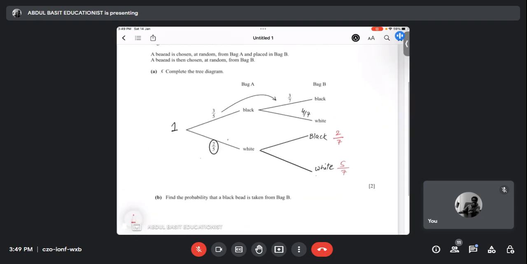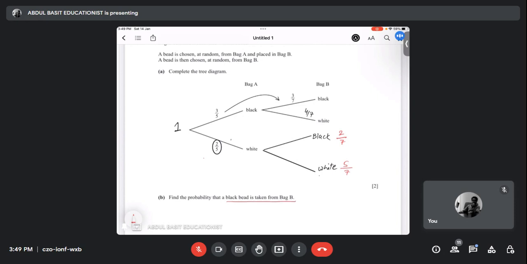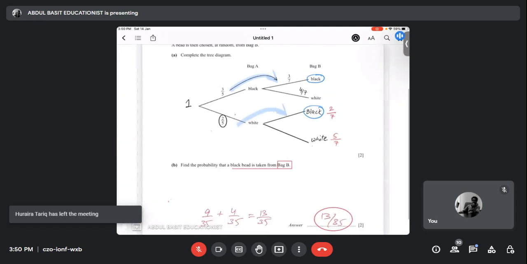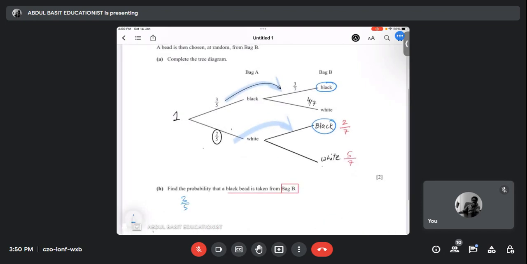Okay. Find the probability that the black bead is taken from the bag B. This means the examiner is not concerned with bag A. So you have to pick a black bead only. So that is black and that is black. It is only possible when you picked black-black, agree? And when you picked white-black, agree? So you have to multiply these two stems. It's 3/5 times 3 out of 7 plus 2 out of 5 times 2 out of 7.